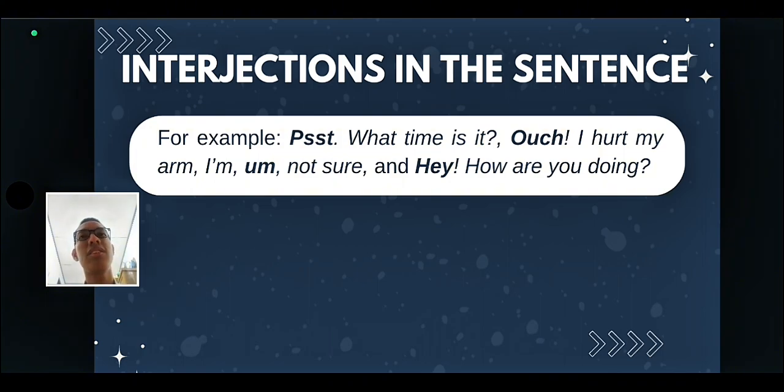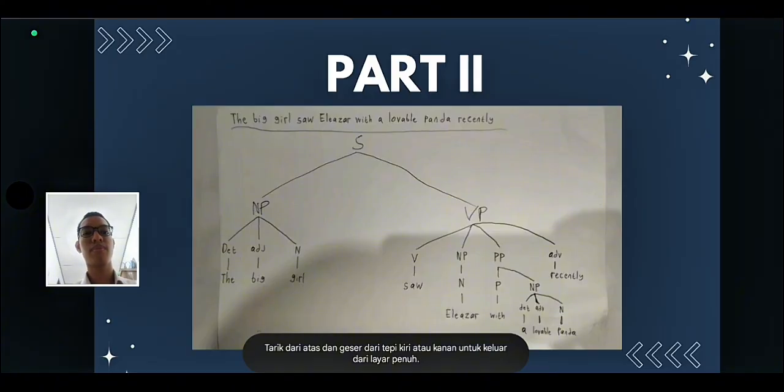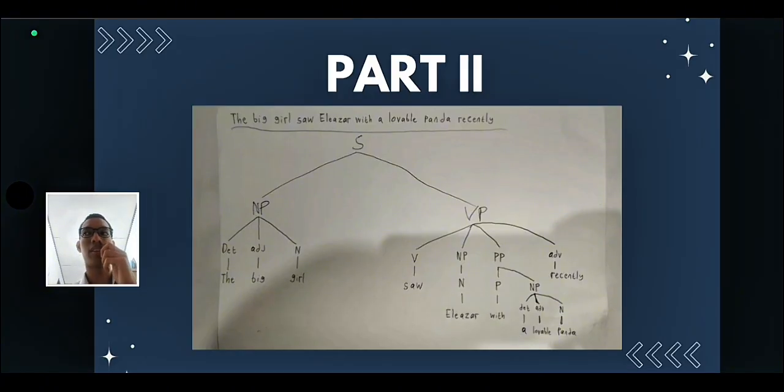So this is my presentation about parts of speech. Let's go next to part 2. This is part 2. I have an example of a sentence. The big girl saw Eliezer with a lovable panda recently.